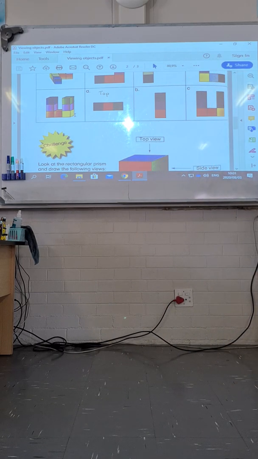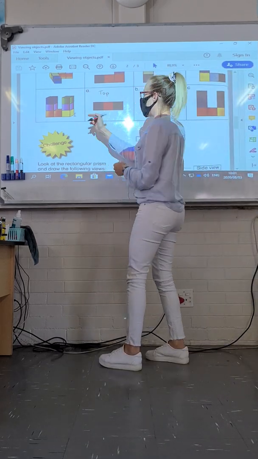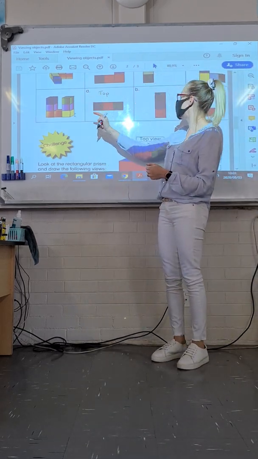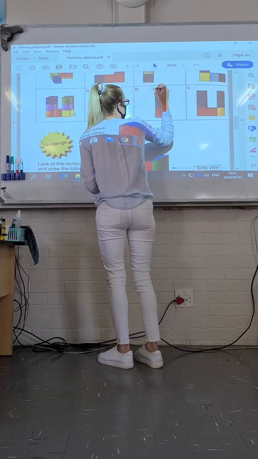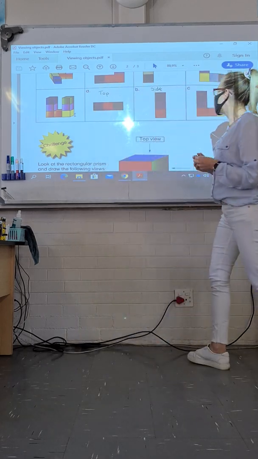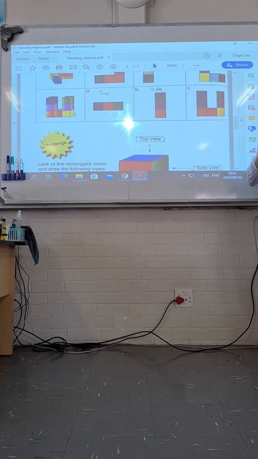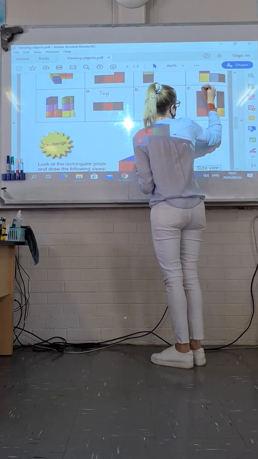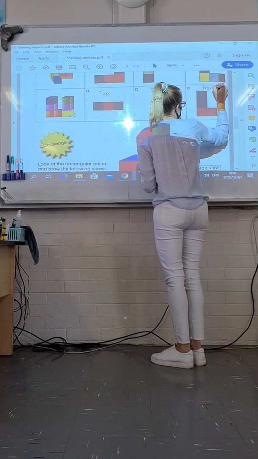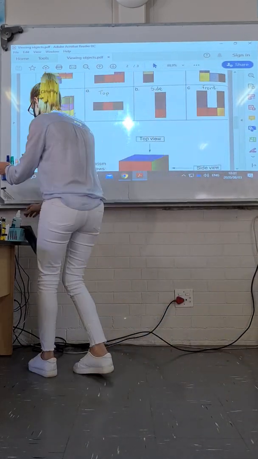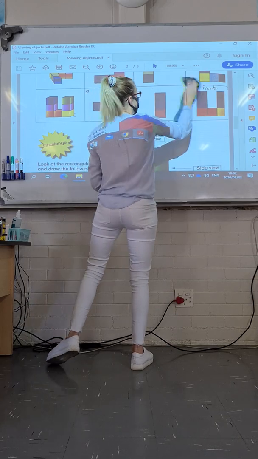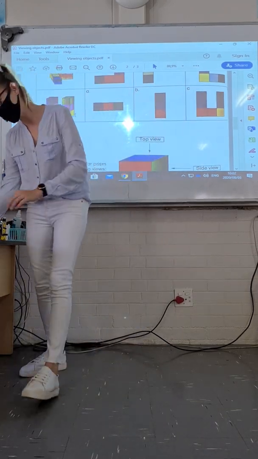Emma, which one do you think is the side view? B. You think B is the side view? If I had to look at it from this side, I would see red, purple, blue. Well done. And that leaves us with the front view. Well done, and this one is front. Okay, let's rub those out and keep going, so that we're just going to discuss them.